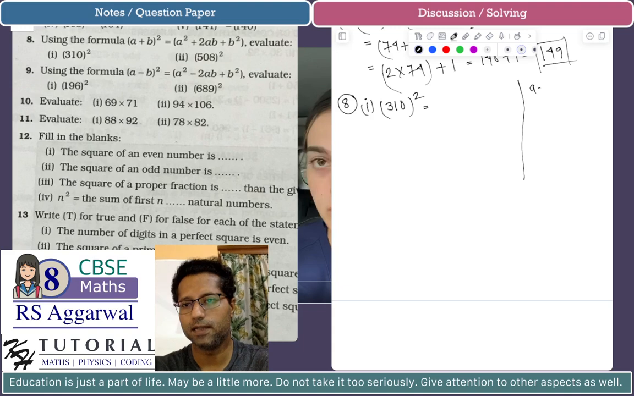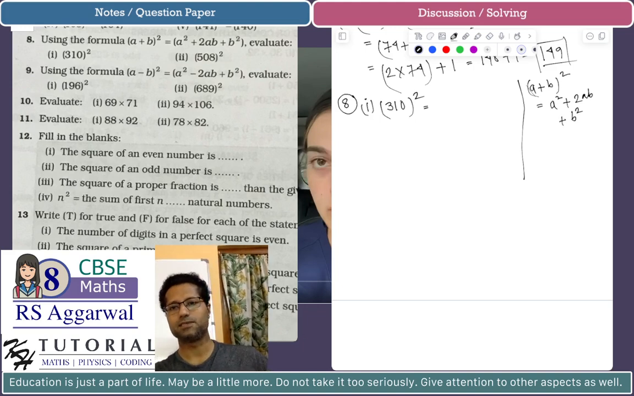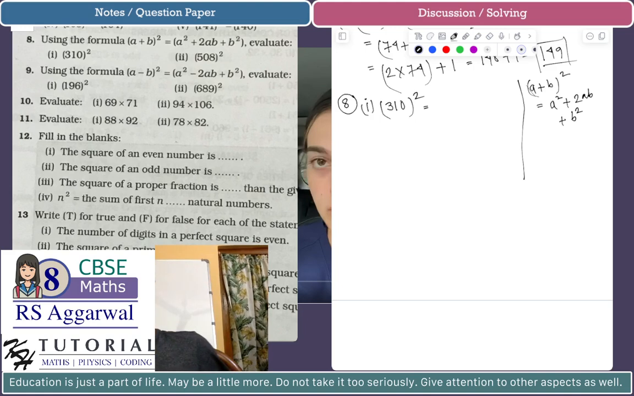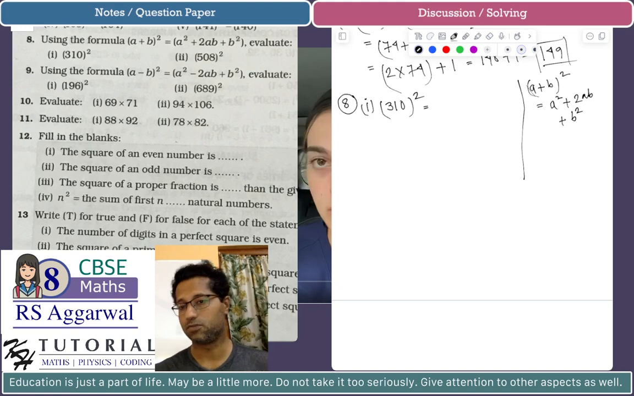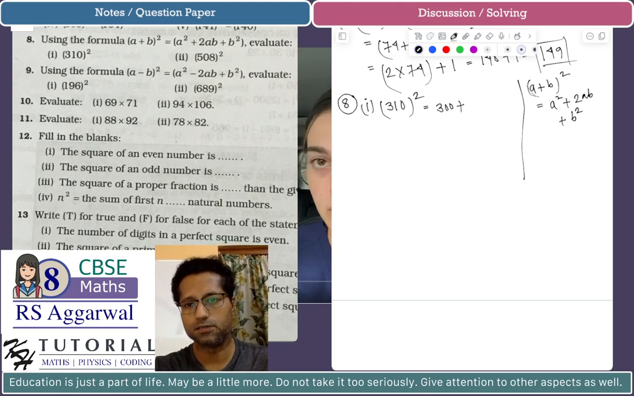So you know the formula is that a plus b whole square is equal to a square plus 2ab plus b square. If you are given the value of a plus b, you have to choose a and b such that the computation of a square and b square will be relatively easier. Now for 310, I think this will be a good choice, that is 300 plus 10, because 300 square and 10 square will be easy to compute.